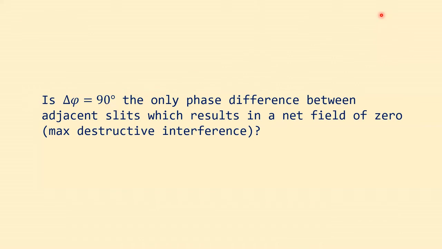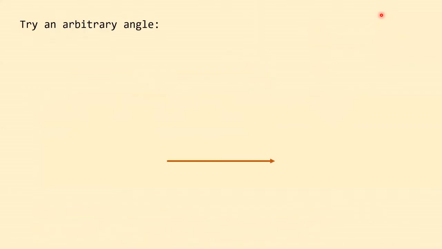Okay, spoiler alert, I'm about to show you the next possible phase shift that produces perfect destructive interference. Oh, I guess I'm not. First, let's show you a phase difference between adjacent waves that does not produce perfect destructive interference. So I just arbitrarily chose the angle 150.